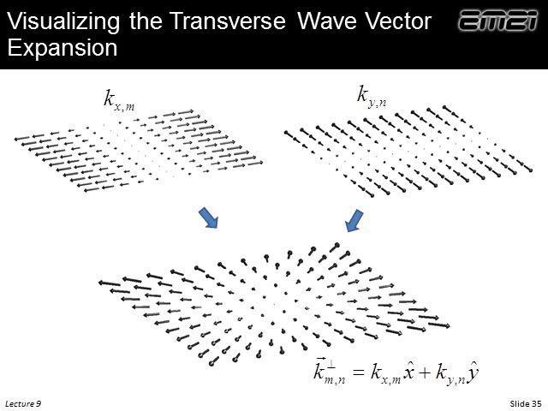Here's how I like to visualize our transverse wave vector expansions. We have the potential for a whole bunch of X components of our diffracted modes, and the potential for a whole bunch of Y components, which is now still a transverse component. And if we put all these together, here's really what the transverse component of our wave vector expansion looks like. And it's these that we phase match into our grating.